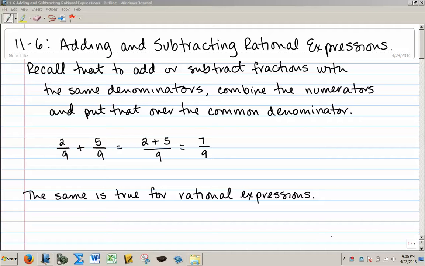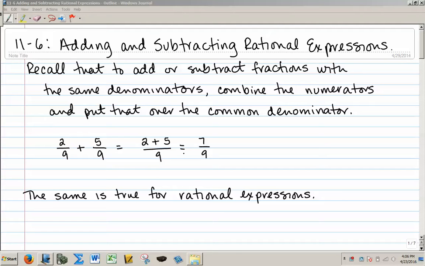Section 11.6 is on adding and subtracting rational expressions. Recall that to add or subtract fractions with the same denominators, we combine the numerators and put that number over the common denominator. So for example, 2/9 plus 5/9 is the same as 2 plus 5 over 9, or 7/9.